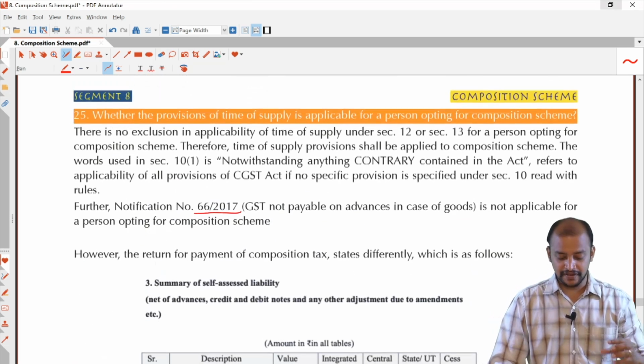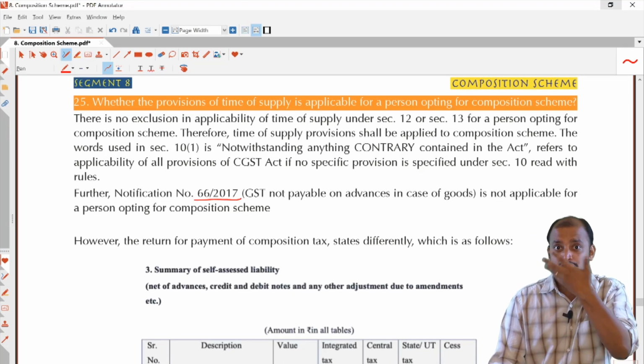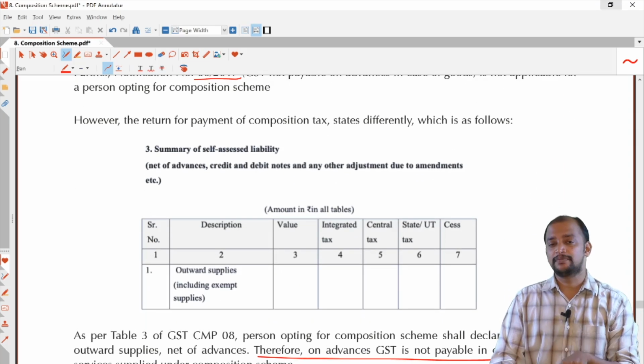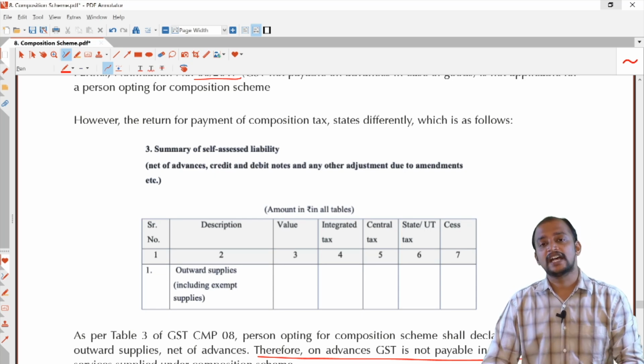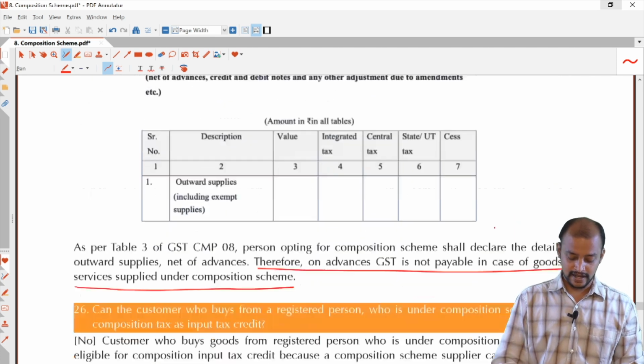So, that's what I have given. First I said, a notification is not applicable to composition scheme. Then naturally the time of supply should be applicable. But we have this statement, it says net of advances. So, definitely this will prevail, and as per that, we don't have to pay GST on advances. Then next.